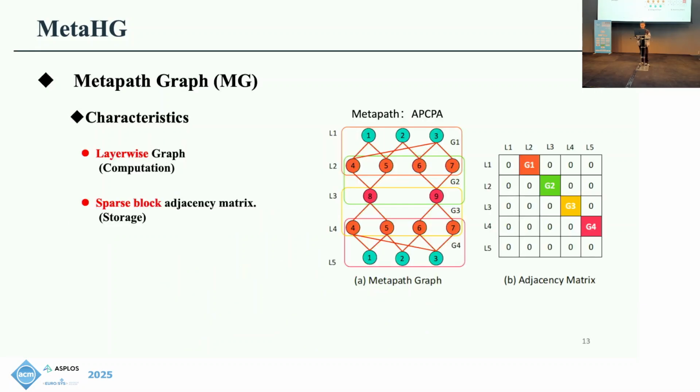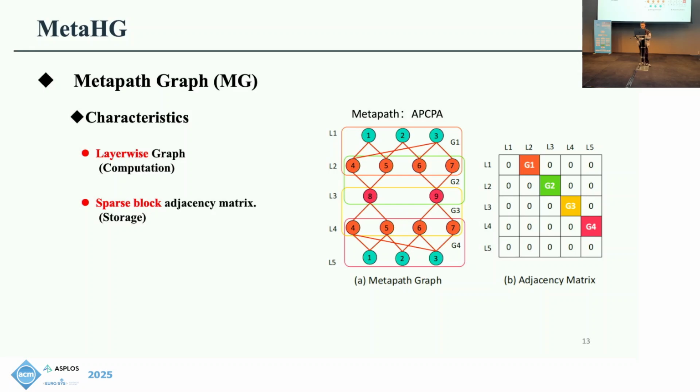We find the Metapath graph has the following 2 characteristics. First, it is a layer-wise graph. The vertices in a Metapath graph are typically organized into several layers. Vertices in each layer connect only to vertices in adjacent layers. It inspires us to divide the Metapath graph into layers for parallel computation.